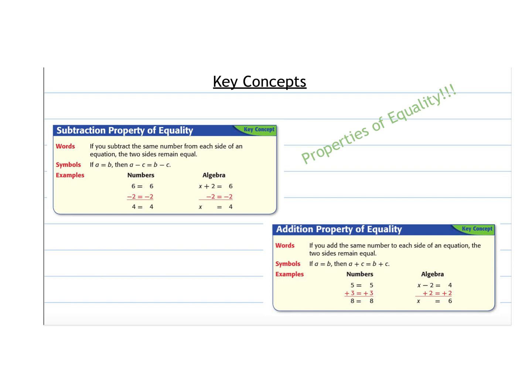These are just our subtraction and addition property of equalities. So I just want you to know and remember that if you subtract the same number from each side of an equation, or if you add the same number to each side of an equation, the 2 sides will remain equal. So basically, whatever you do to one side, you have to do to the other, and if you do the exact same things, then the equations will remain the same.